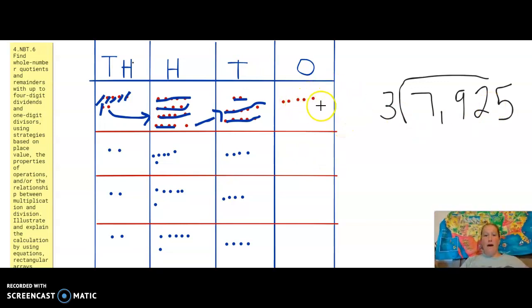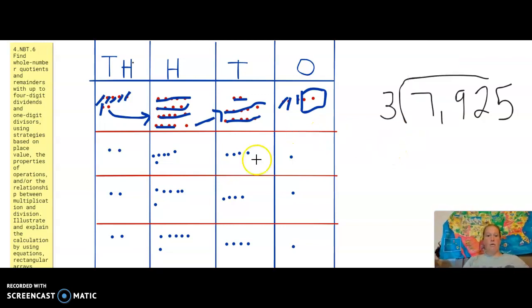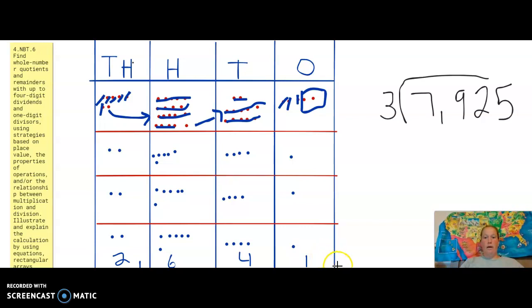And we have 5 ones in 3 groups. Each group would get 1. And our leftover is 2. So I'm going to write the answer underneath actually because I want to show you how to do the standard algorithm on its own. Okay, so each group has 2,641, and we have a remainder of 2.